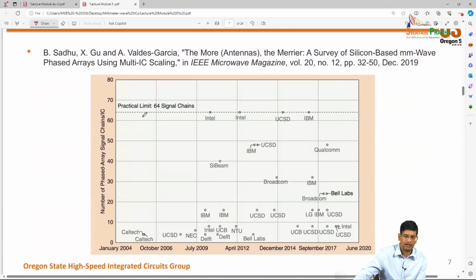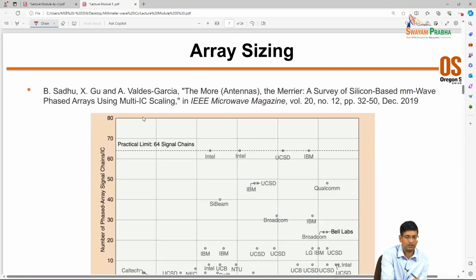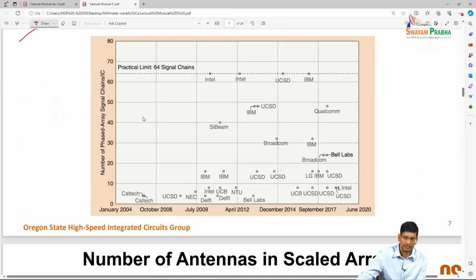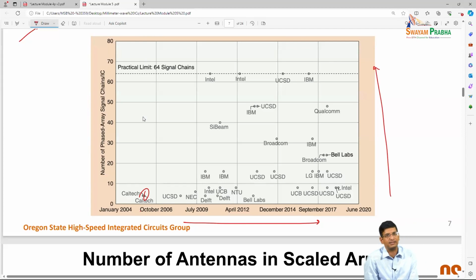This is a nice survey that was shown in this paper, right, where what they have looked at is over time, right. So this was my PhD. So right at the bottom of the curve, but then it was early, so it has that going for it. What has happened over time is that we have basically increased the number of signal chains per IC, right?